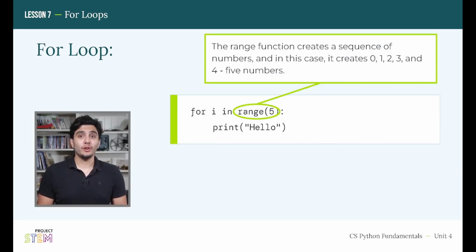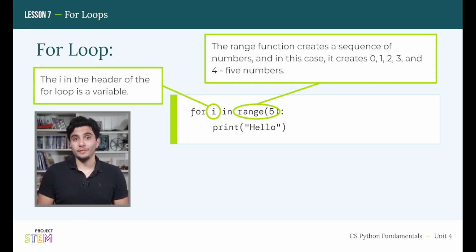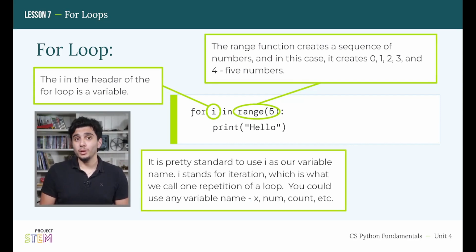Remember, the range function creates a sequence of numbers, and in this case, it creates 0, 1, 2, 3, and 4, 5 numbers. The i in the header of the for loop is a variable. This sort of works like our count variable and is necessary for a for loop to work. It's pretty standard to use i as our variable name. i stands for iteration, which is what we call one repetition of a loop. You could, however, use any variable name: x, num, count, whatever.